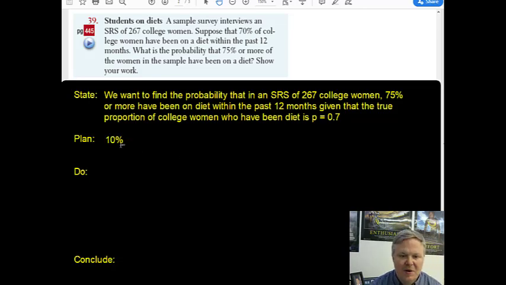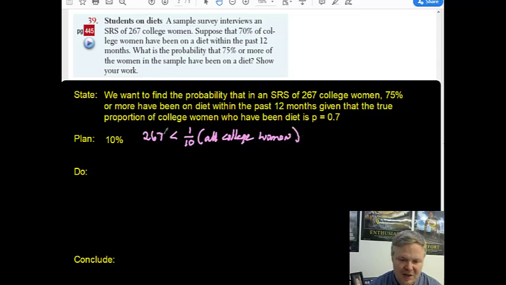Well, we know that we're taking a sample of 267 college women, right? So I know that 267 of the college women is going to be less than 1/10 of all of the college women, right? Or you can say it the other way around. Then we also want to double check our normal conditions.